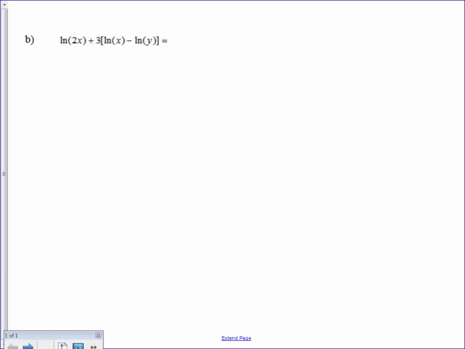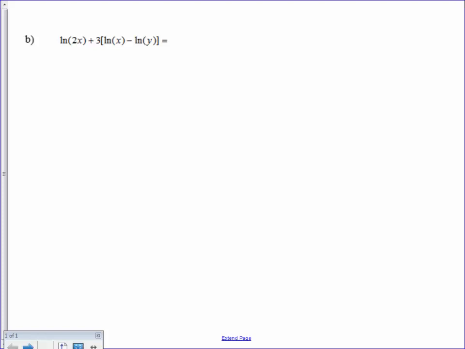In this example, we have been asked to rewrite it as a single logarithm and then simplify if possible. For these types of problems, it's very important that we know our three rules, but specifically that we know our three rules in reverse. The quotient rule that we need to remember is that when you have two logs that are being subtracted, then you take the quotient of the arguments and you write it as a single log.